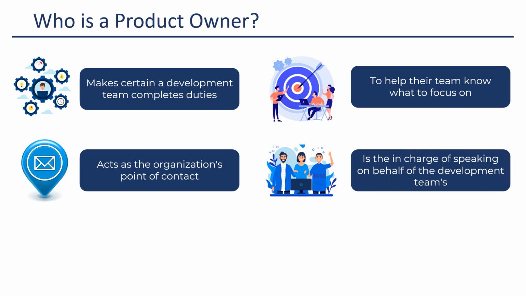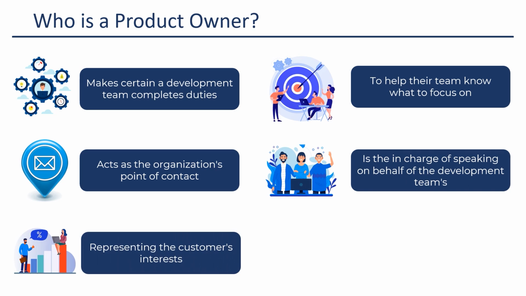A key position, called product owner, is in charge of speaking on behalf of the development team's interests to the client. Their responsibility is to guarantee that a user advocate attends development meetings. Representing the customer's interests to the development team is the responsibility of a strategic role. They ensure a user advocate is present at all development meetings.